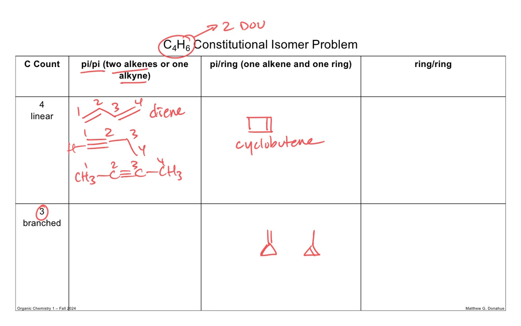And then what about 2 rings? So I said we couldn't do that, but if we make a bond between carbons 2 and 4, now we have 2 rings. So that's 2 degrees of unsaturation. Each is a ring.